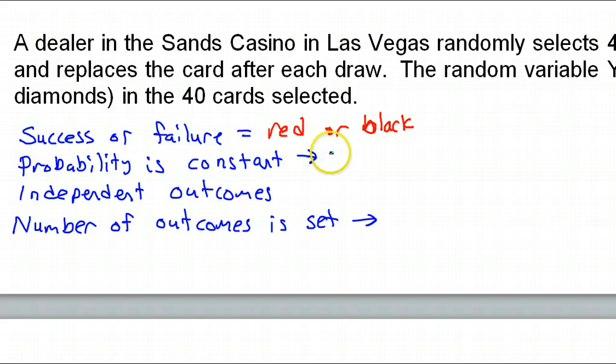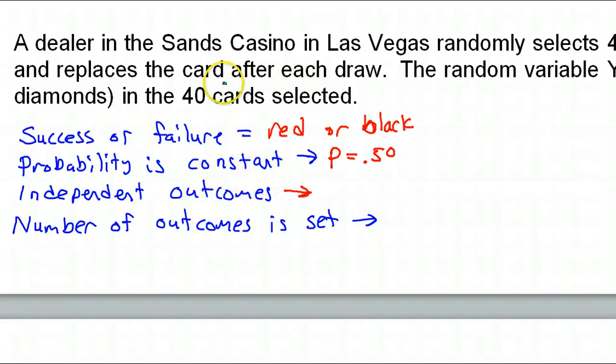In this case, we can actually say that the probability every time is going to be 50%, 0.5. Each outcome is independent, all right? Because every time we're putting the card back, we're replacing the card. So you're starting over from scratch every time. So each draw is new and will have no impact on the next one.